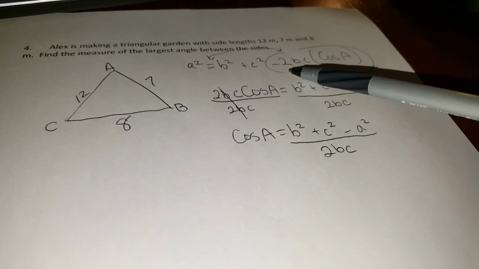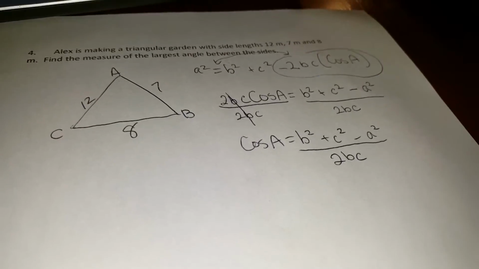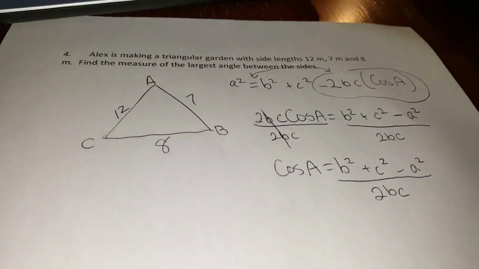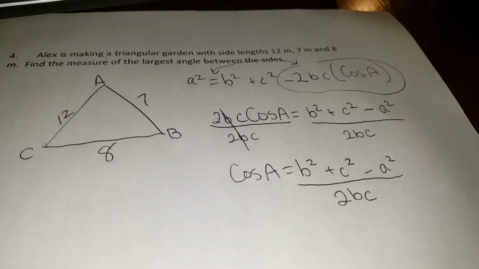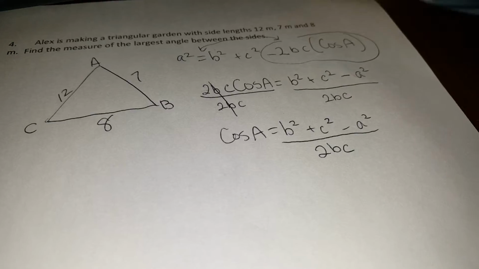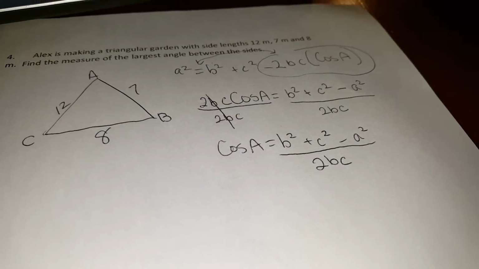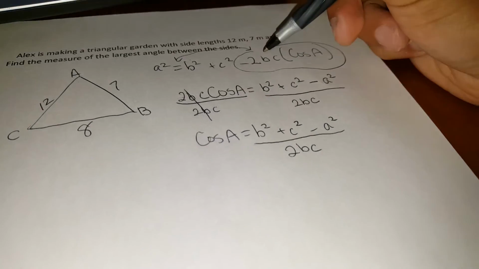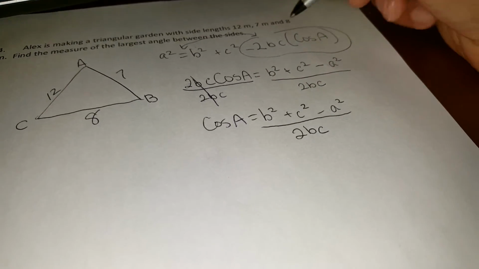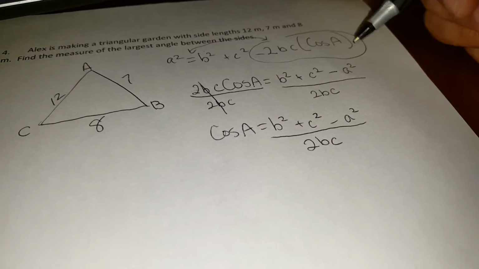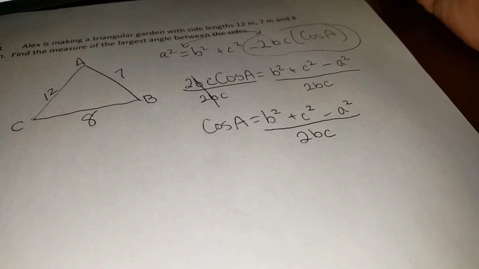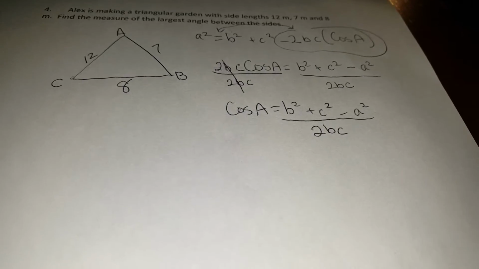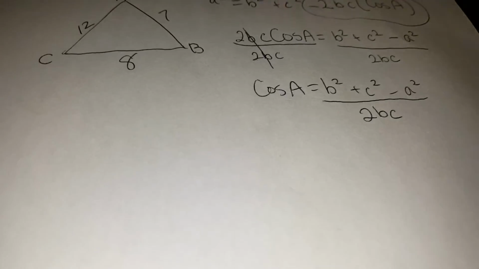When something's being subtracted or added, we bring it to the other side. So you cannot divide by this whole entire thing. You can't say a squared equals cos A divided by b squared plus c squared minus 2bc. No. You move this over, then you only have what's being multiplied by cos A attached to it. Then you can divide those out, and these are left alone. So now we have cosine of A, and we can solve for the right side.